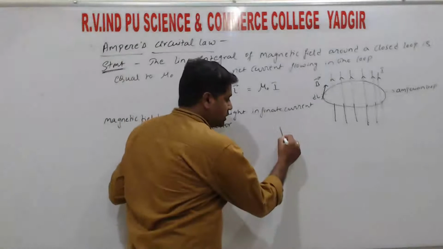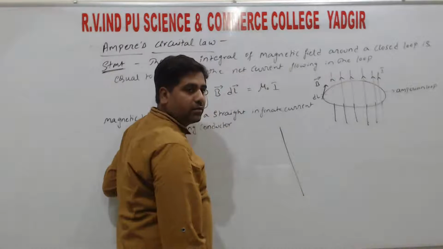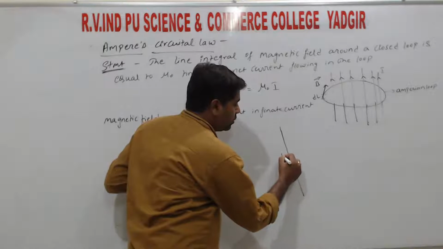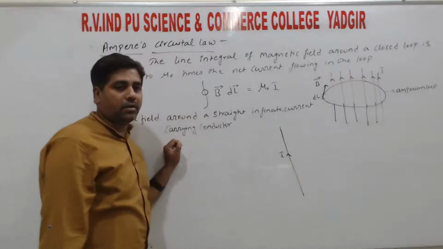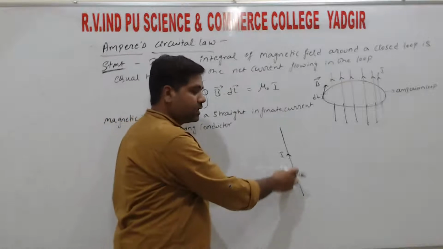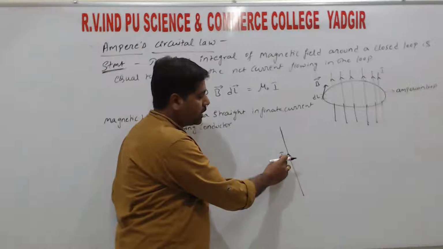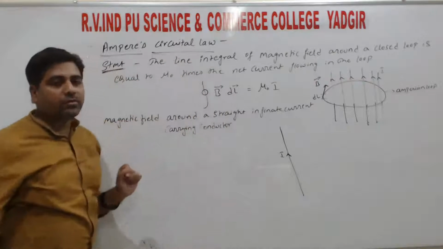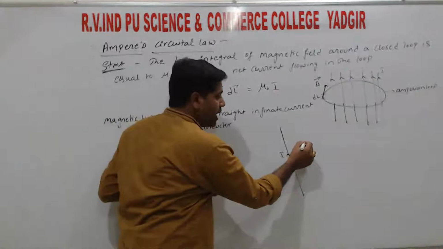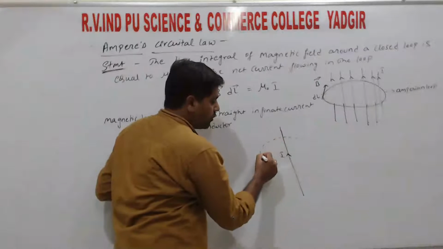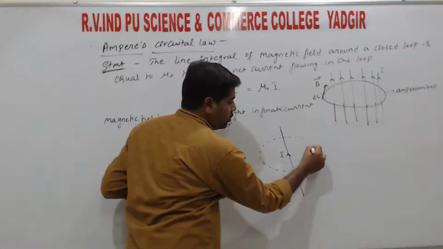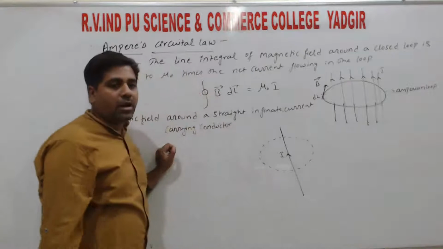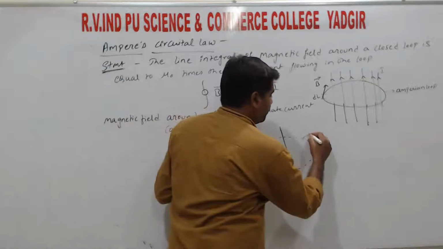So consider one conductor. So current I is flowing in the conductor, right? So by using the Ampere circuit law we need to consider one imaginary surface. So that one is the Amperian loop. So here we consider one Amperian loop.